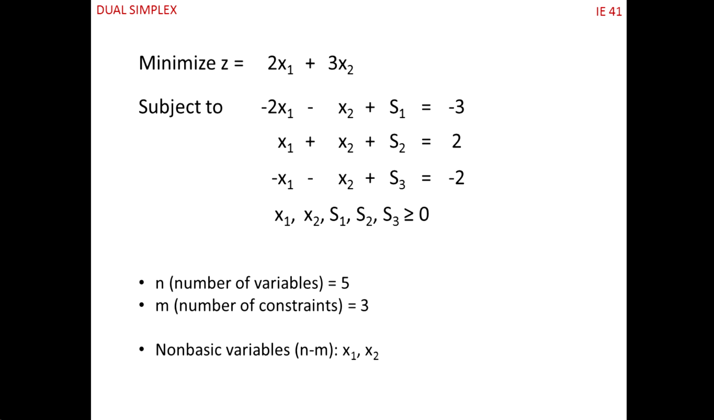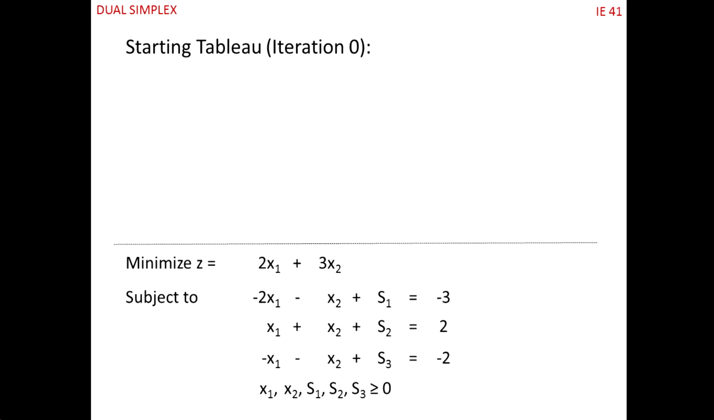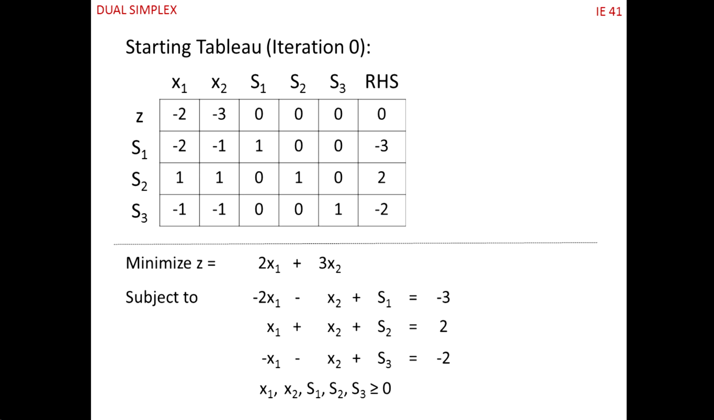Remember that we conventionally prioritize decision variables first in choosing the initial non-basic variables, so these will be x1 and x2 for the iteration 1. The remaining variables s1, s2, and s3 are our basic variables. Now we can build our starting tableau. Note that entries in the objective function row are the additive inverse of the coefficients in the objective function.